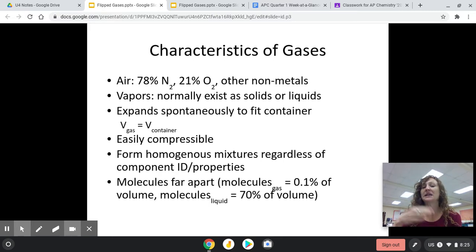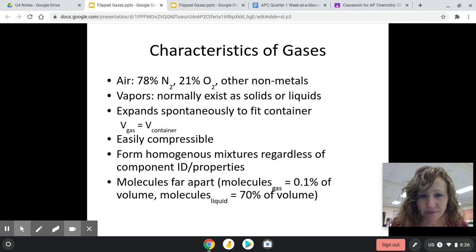The next biggest majority of air, thankfully for life, is oxygen. Air is just under a quarter oxygen. And then there's a whole bunch of other gases that make up the last 2 or 3% of air.